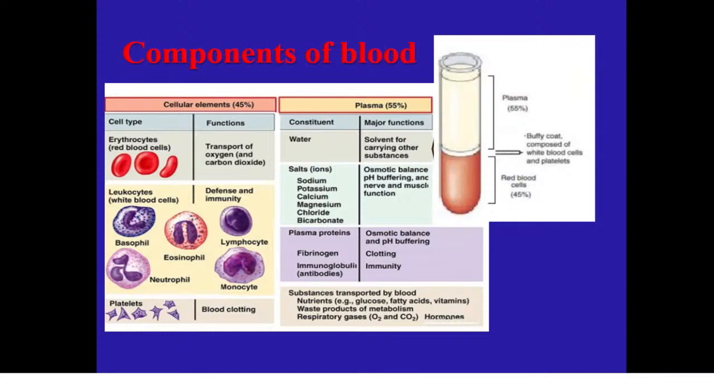And of course, in the plasma there are specific concentrations of nutrients transported by blood, like glucose, fatty acids, vitamins, amino acids, and products of metabolism like urea, ammonia, uric acid. Also hormones are present, part of them are proteins, part of them are oligopeptides or derivatives of amino acids, part of them are steroids and are transported with the help of specific proteins.